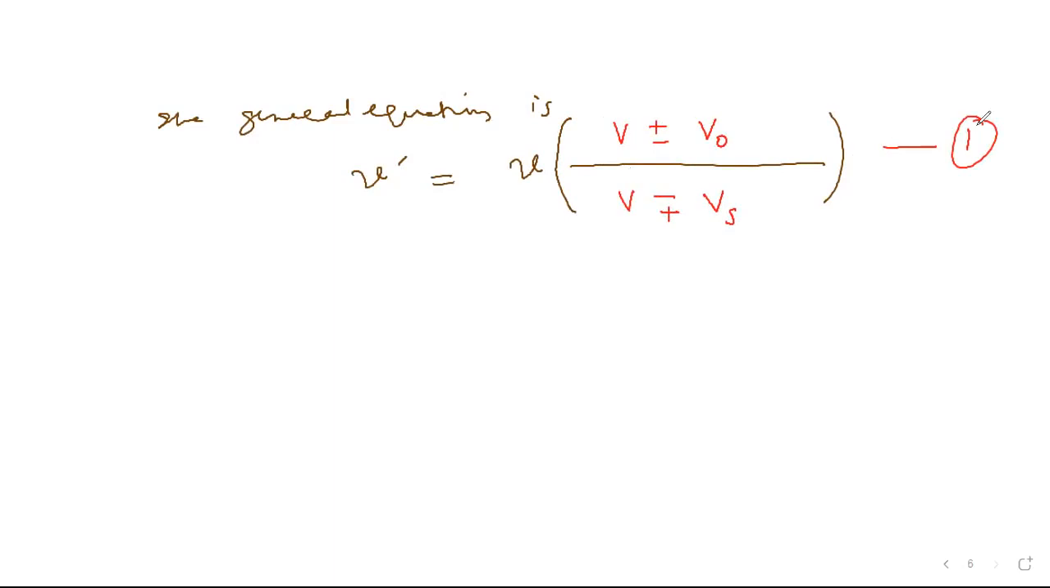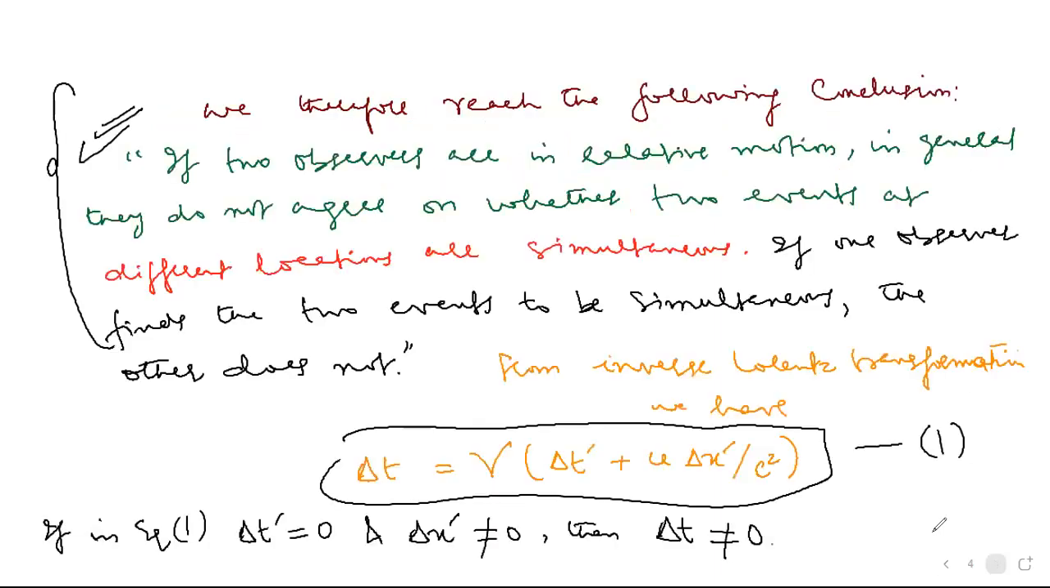Nu prime is equal to nu times (V plus minus Vo) over (V minus plus Vs). I will explain all the cases contained in this equation. Incidentally, let me call it equation 2 because we have already named equation 1 in this lecture. So this is my equation 2.